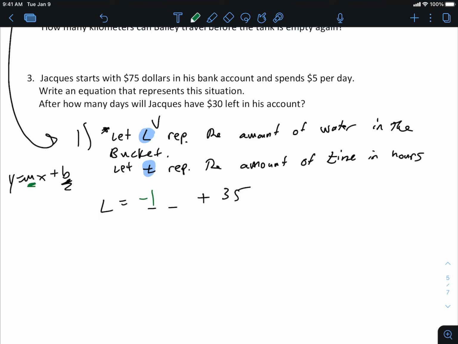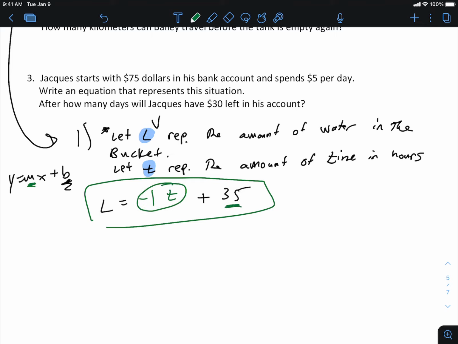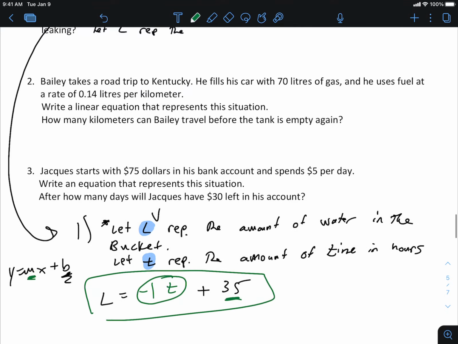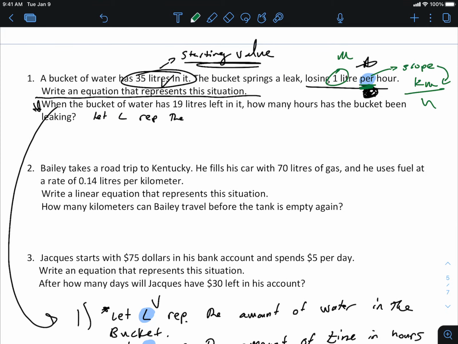The only other thing to plug in here is the time, t. So there's your equation. L equals -1t plus 35. I start at 35 liters. I lose 1 liter every hour. Okay, does anybody have any questions?